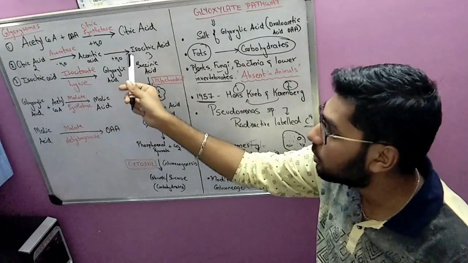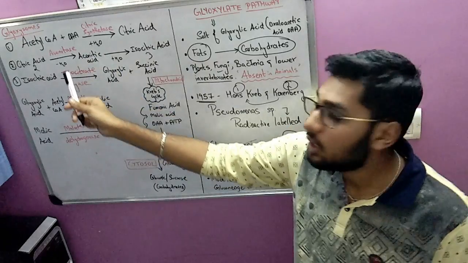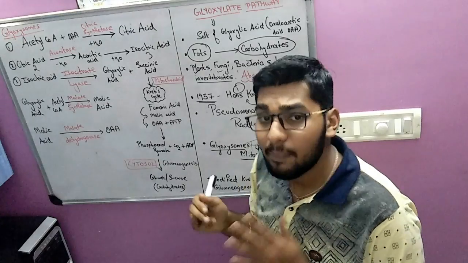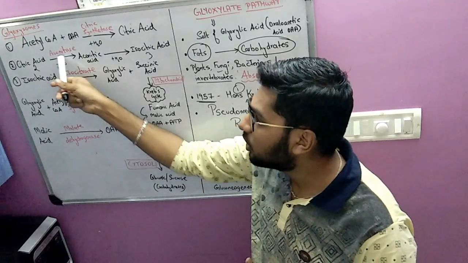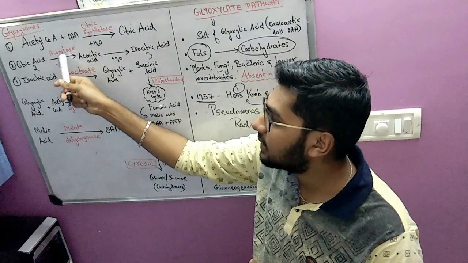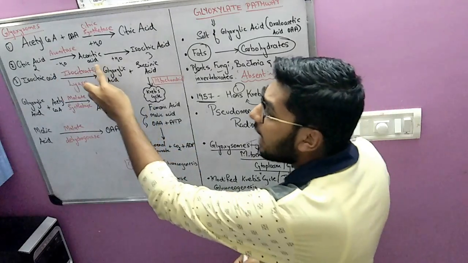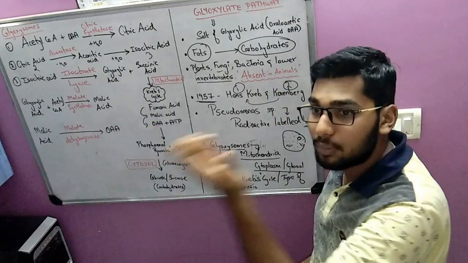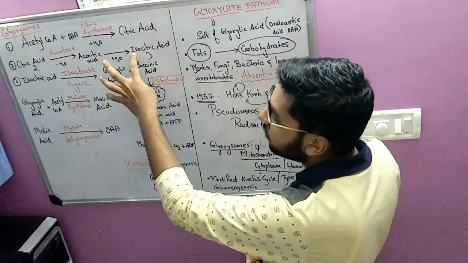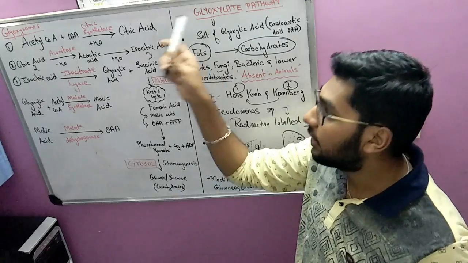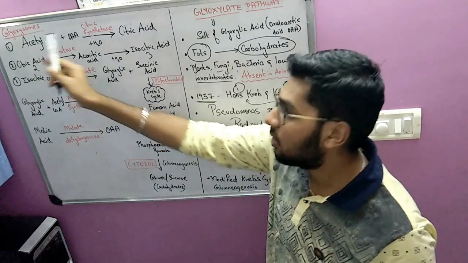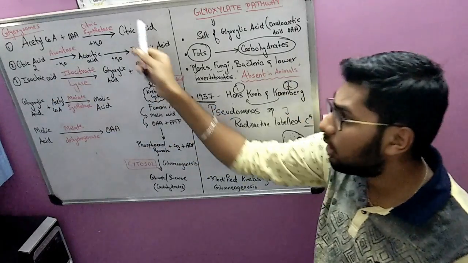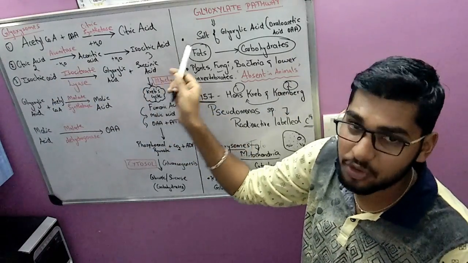For this reaction to occur, there is an intermediate form. First, citric acid undergoes dehydration, means removal of water, and in the presence of an enzyme aconitase, it forms aconitic acid. And this aconitic acid again takes up water. Hydration occurs to form isocitric acid. So the citric acid that is formed by the combination of acetyl coenzyme A and oxaloacetic acid is now converted to its isomeric form called isocitric acid.